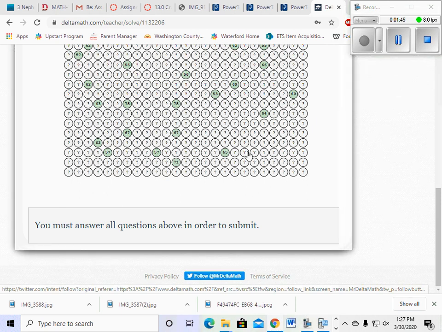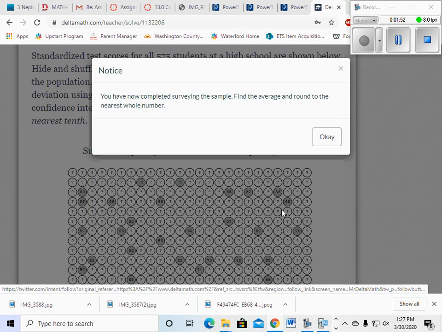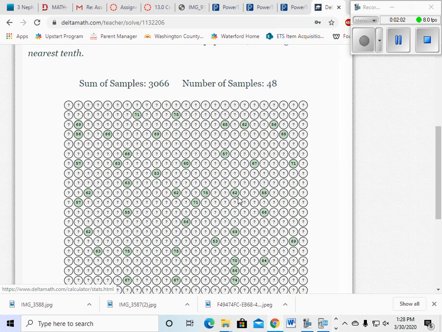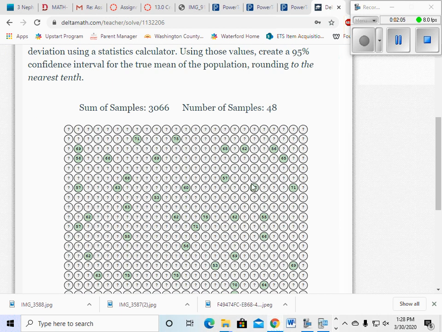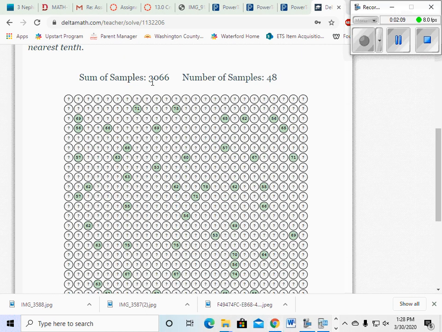And I'm not bothering to count how many I clicked because it's keeping a tally up here, and once I hit 48 it should tell me. Okay, so now I have 48 of them. Find the average and round to the nearest whole number. Okay, so if I wanted the average, it's nice that it already told me that all of these numbers I clicked add up to 3,066, and I had 48 people I got the data from.